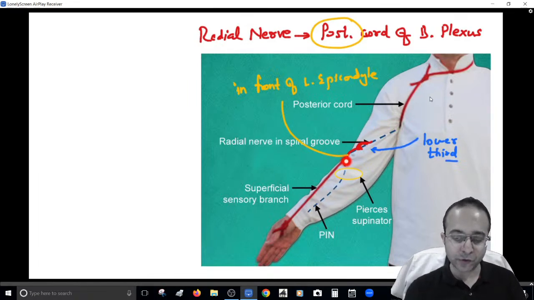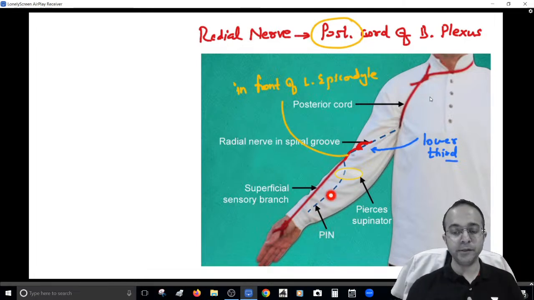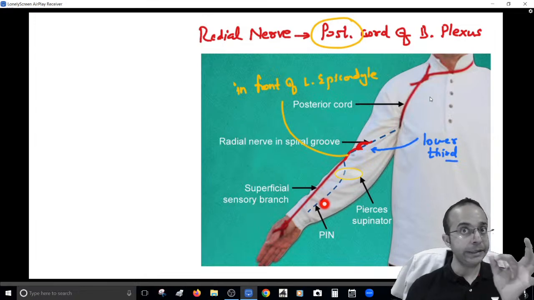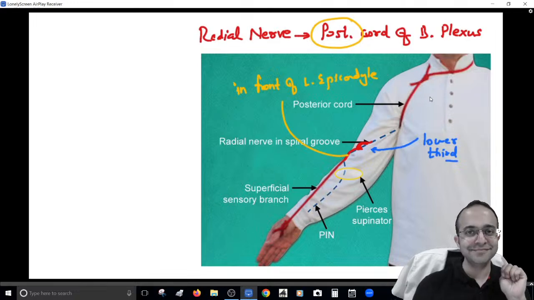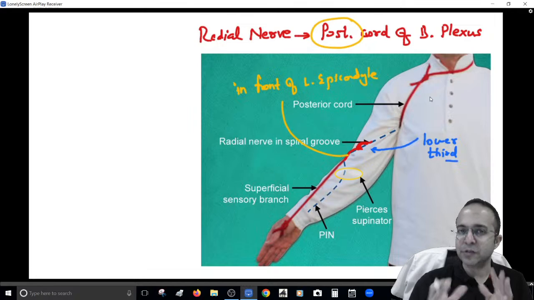Now, right in the proximal forearm, this nerve divides. A superficial sensory branch goes to the dorsum of the hand for the sensory supply. A deep branch pierces a muscle over here that is called the supinator. Now this deep branch goes on the posterior side of the forearm, and it is what you call the posterior interosseous nerve. PAN is the only nerve on the back of the forearm. Anything on the back of the forearm has to come from the posterior interosseous nerve. Clear with that?